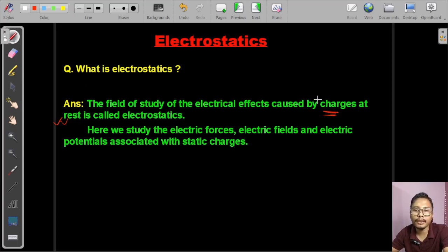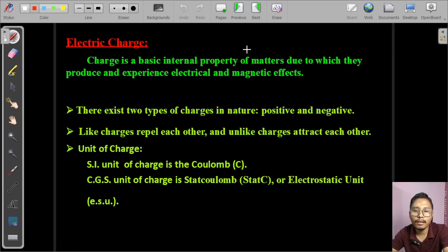What is charge basically? Charge is an intrinsic property of matter due to which matter produces and experiences electrical and magnetic effects. Understood? It is a basic, internal property of matter. There are two types of charges. One is positive, another is negative. Like charges repel each other and unlike charges attract each other.